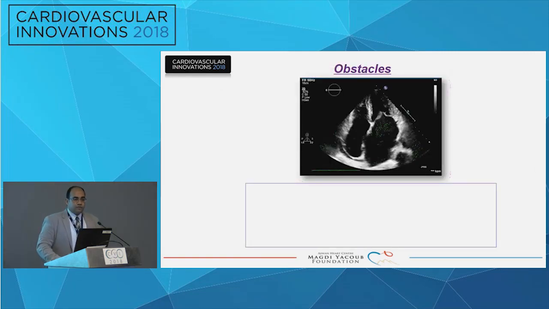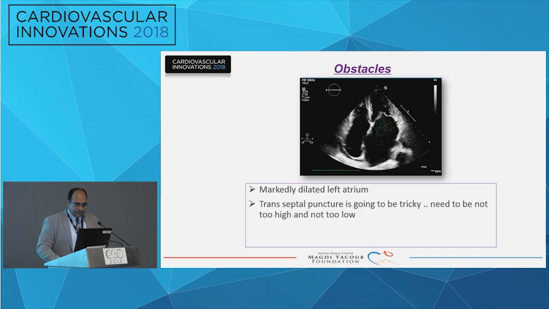We planned here for balloon mitral valvuloplasty. However, we had some obstacles. First, the left atrium is markedly dilated, and the left atrial volume was around 700 milliliter. So transseptal puncture here is going to be tricky and needs to be not too high and not too low. And valve crossing will be challenging as well.